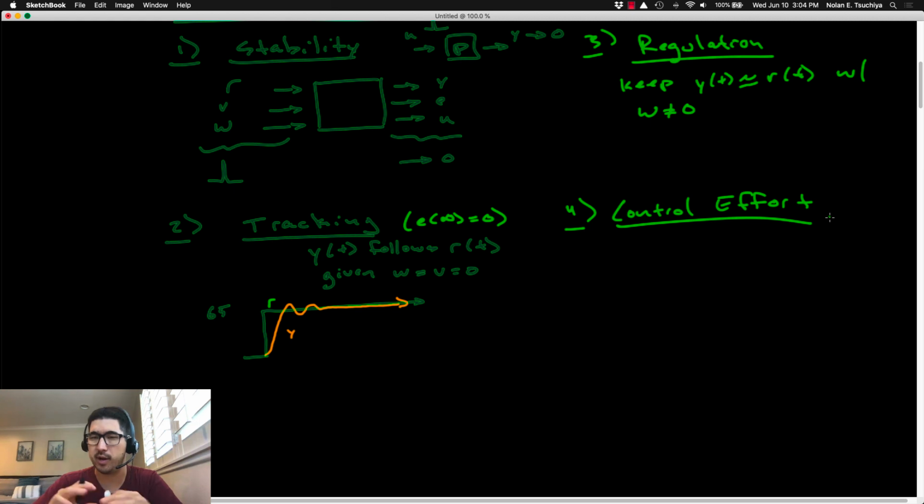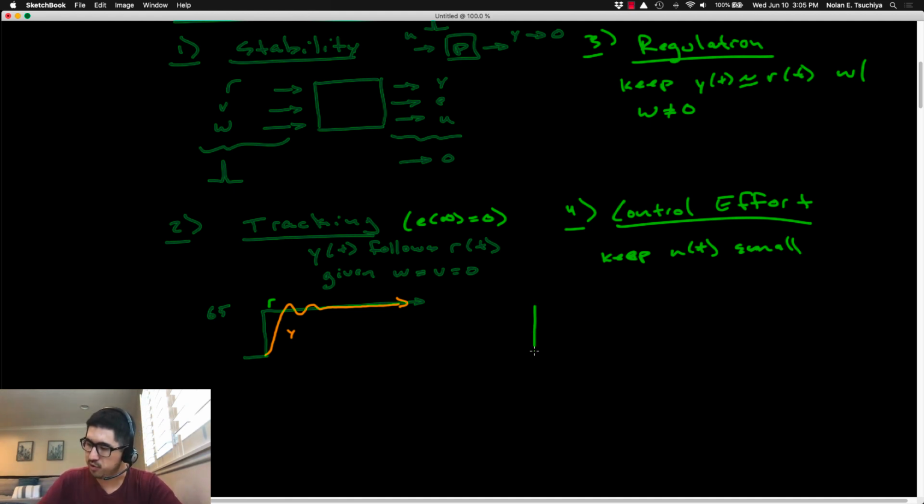Okay, so basically, if the error is small and the corresponding U signal is large, that's referred to as like an expensive controller. So it's a higher authority controller. The whole goal of this control objective is to keep U of t small. This is basically, you'd like to keep the control effort as small as possible while still satisfying the other control objectives.